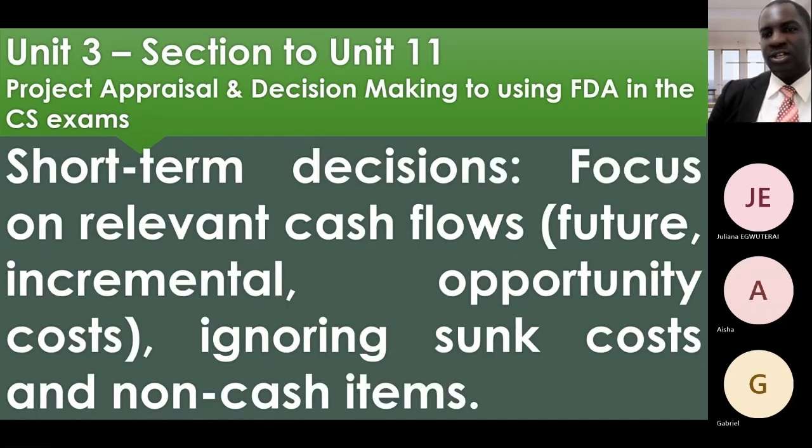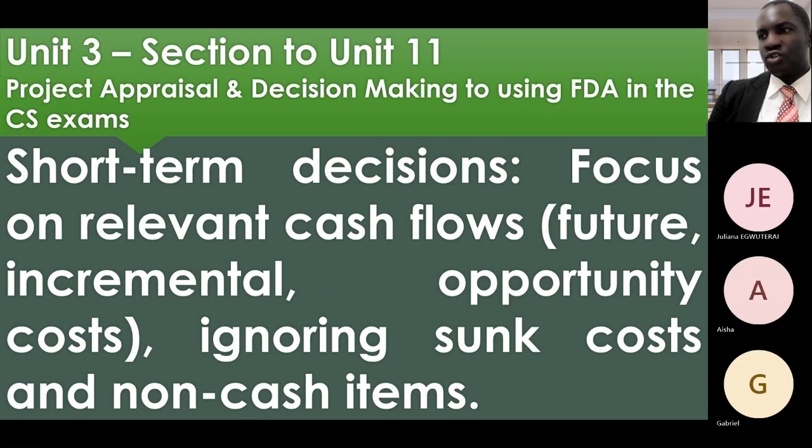You have short-term decisions within a month, 1 month, 2 months, 3 months, quarter. Short-term decisions focus on relevant cash flows like future incremental costs and opportunity cost, ignoring sunk cost and non-cash items. So we have incremental costs that roll over month by month, and they are futuristic in approach on a monthly basis. Opportunity costs are the alternatives you forgo to bear a particular cost. Very important to take note.